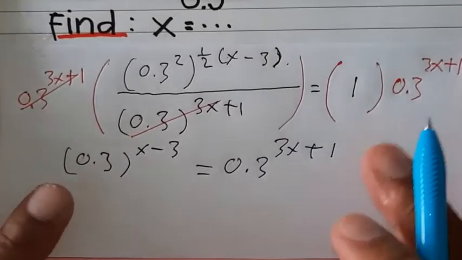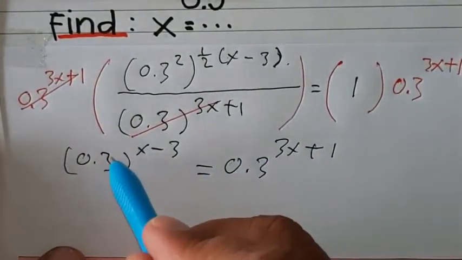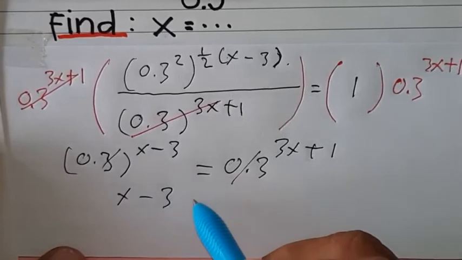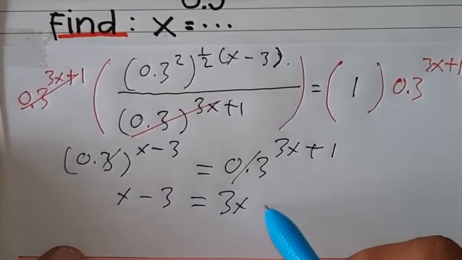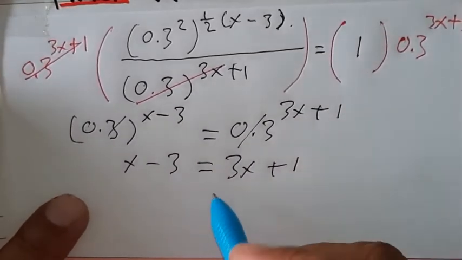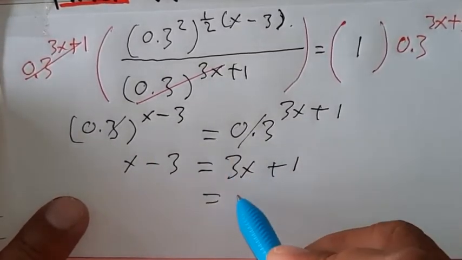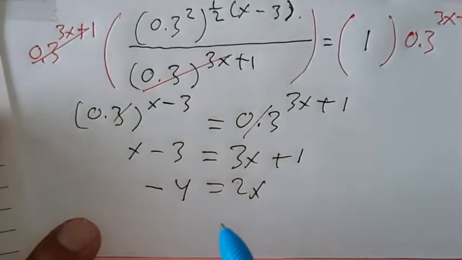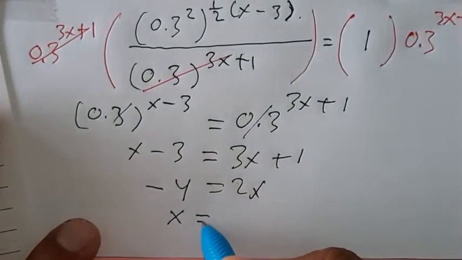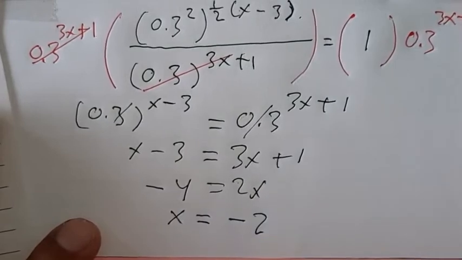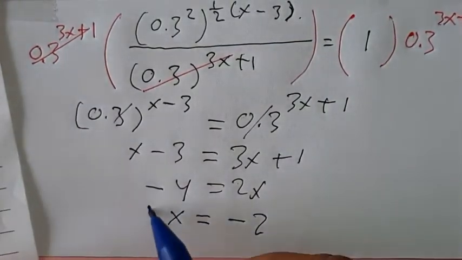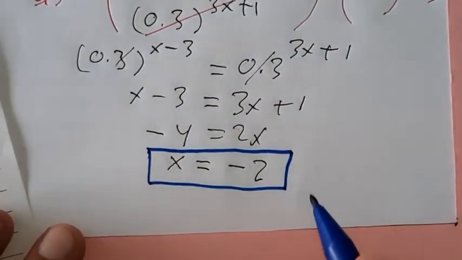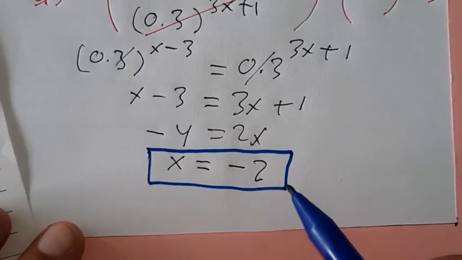Then we have the same base, so x − 3 equals 3x + 1. So that moves to x equals −4. Finally, x equals −2. It is the solution. Okay, take care. I will see you next time.